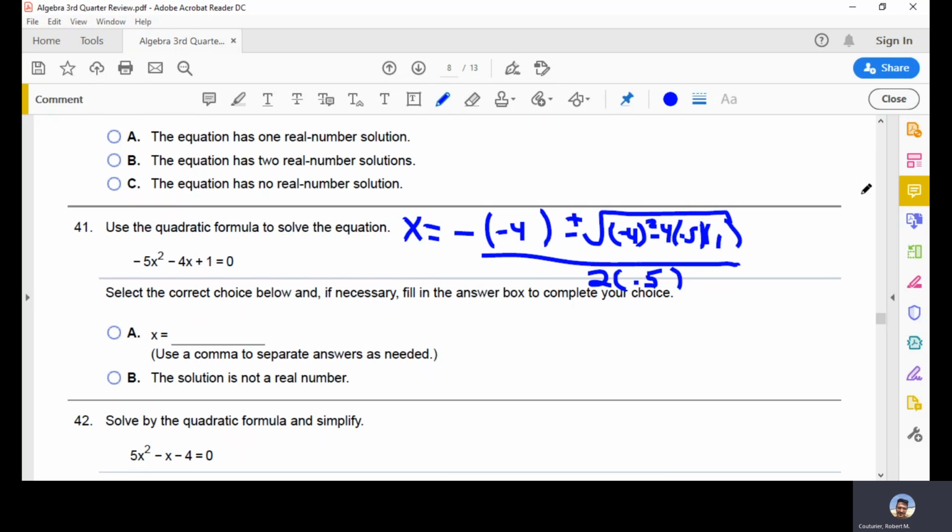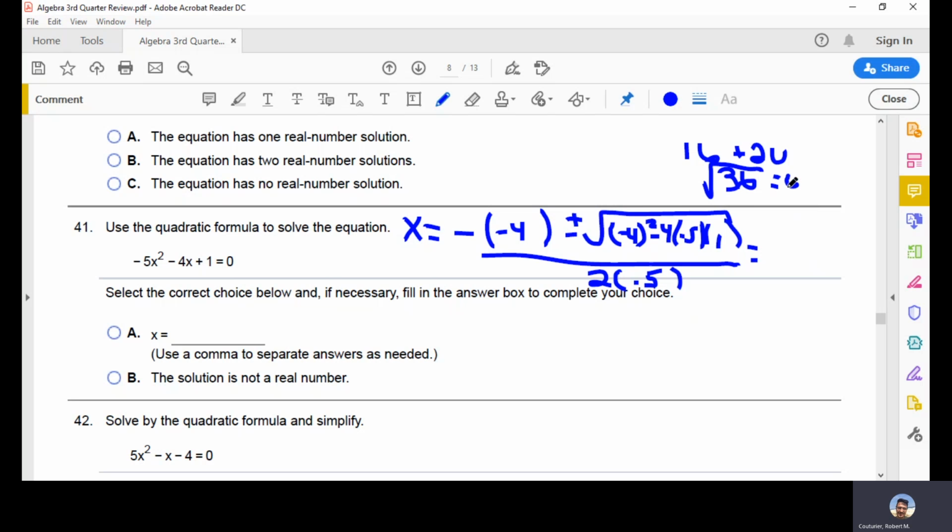That's our side work. We do it off to the side. So -4 squared is 16. And then we have a -4 times a -5. So that's 20 times 1, which is still 20. So the discriminant is 36. So there's a 36 under a square root. So now we can say, okay, test it. Is that a perfect square? Yes, it is. The square root of 36 equals 6.